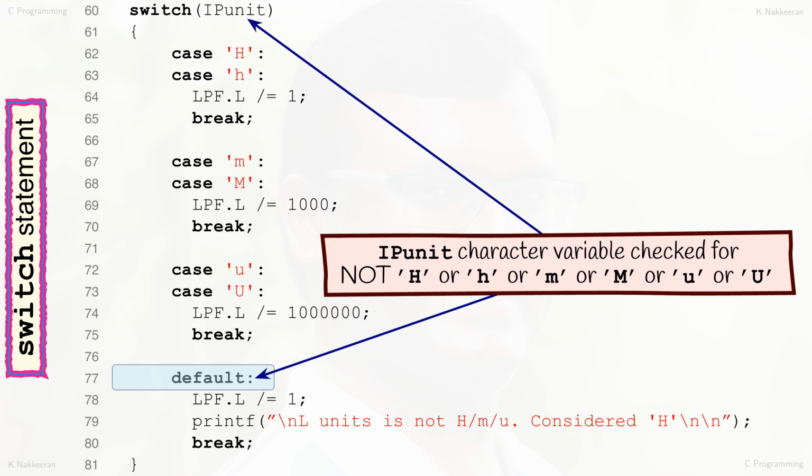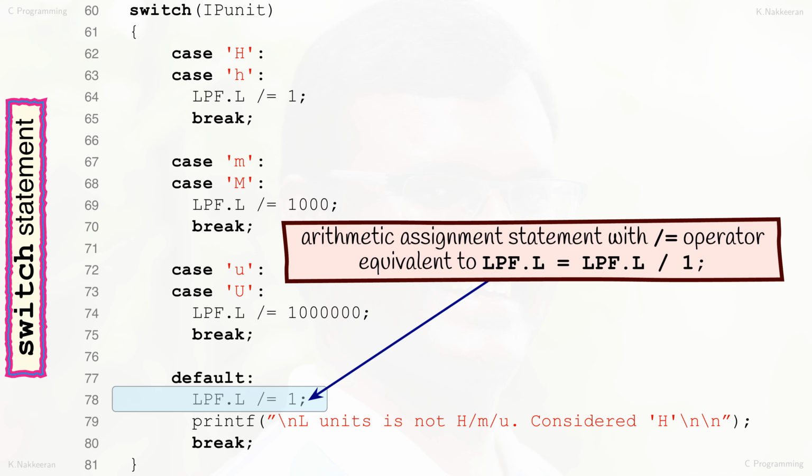Line 77 is the default case that is written for all other characters apart from the 6 different characters checking cases for the IP unit character variable of the switch statement. Thus, if the user inputs any character through the keyboard by mistake for the inductance units, then this default case will be considered when the input unit character is not one among the lower and upper cases of H, M, or U. Line 78 is the arithmetic assignment statement to rescale the inductance value, LPF.L divided by 1.